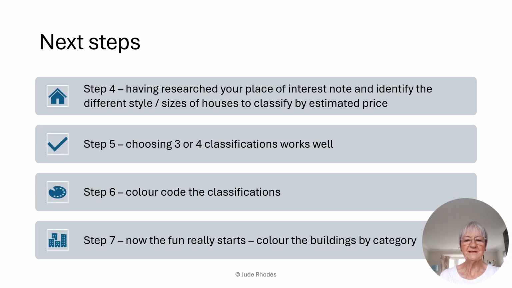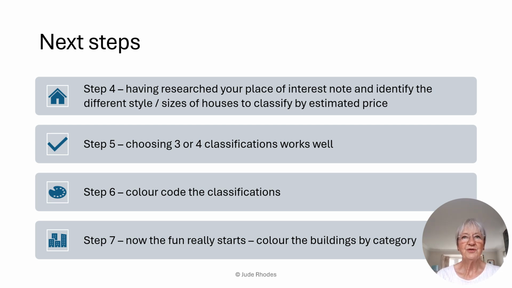So we come to the next steps now. I'm presuming that you've already researched your place of interest, or you may be planning to. And while doing so, note and identify the different style and sizes of houses, which you can then classify by estimated price or condition at the time. The next step, step 5, is to choose, I would say, no more than 3 or 4 classifications. That seems to work well. So you're going to choose 3 or 4 colours.